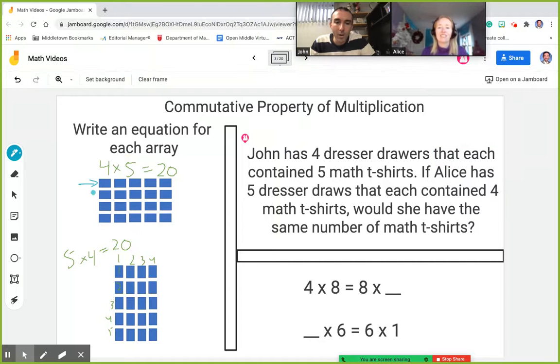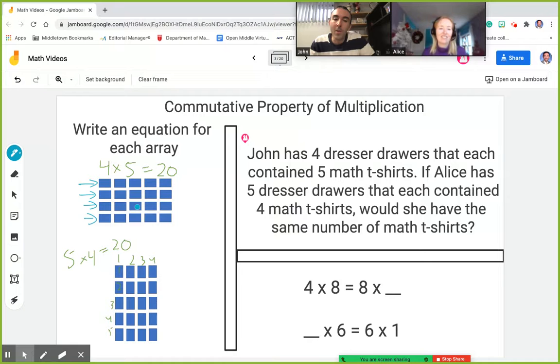because if I only have 4 dresser drawers, then I'm going to have to have more in them to have the same amount as you because you have more. So it would be okay for you to have fewer shirts in each drawer because you have more dresser drawers. It's the same exact thinking.